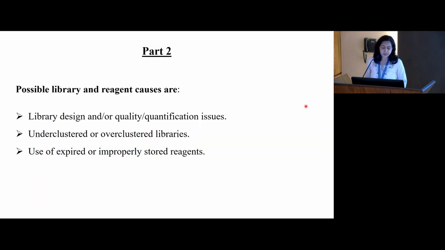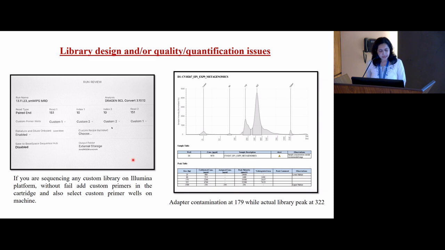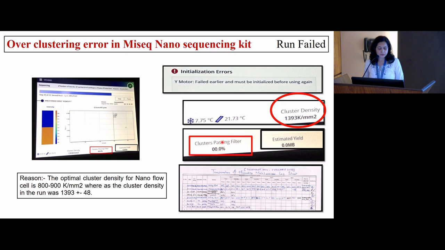The next part is errors related to the library and the reagents. These can be library design issues, quantification issues, under clustering, over clustering, and expired reagents. Here again it can be a custom library, as Dr. Nikhil has explained. Quantification error: if there is adapter contamination, then your results cannot be proper. Over cluster: here you can see it's a MiSeq nano kit. The cluster density was around 1393 K per mm2.